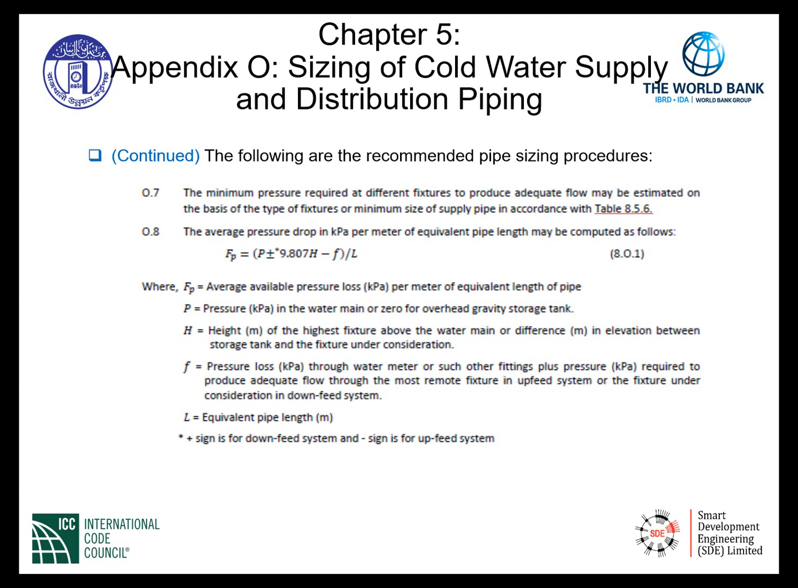And as you can see, the convention of signs is positive for downfeed systems and negative for upfeed systems. As we saw before with differences in gradients when we were talking about the water supply, any upward elevation from the point of supply to the point of delivery results in a pressure loss. Case in point, we see a negative sign for upfeed type systems.